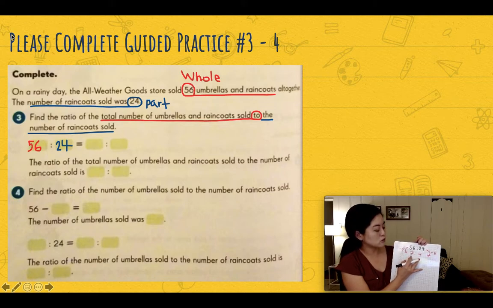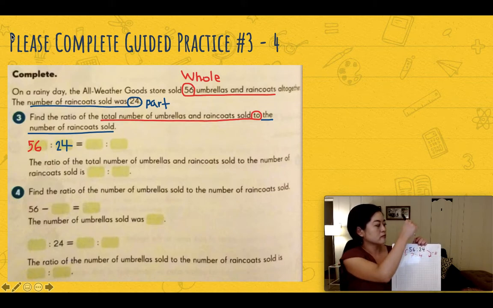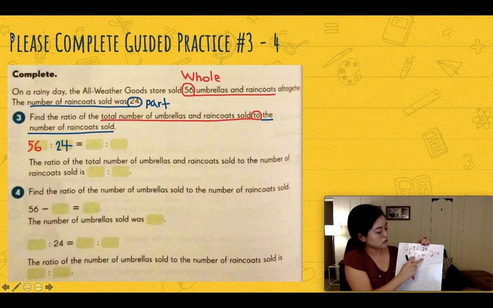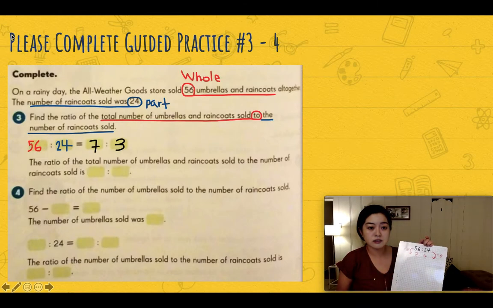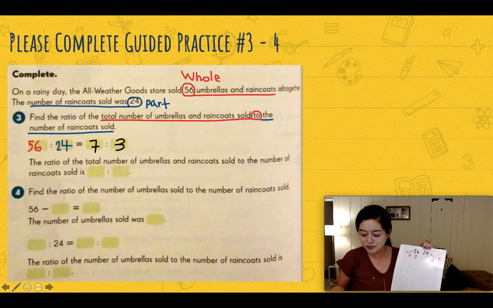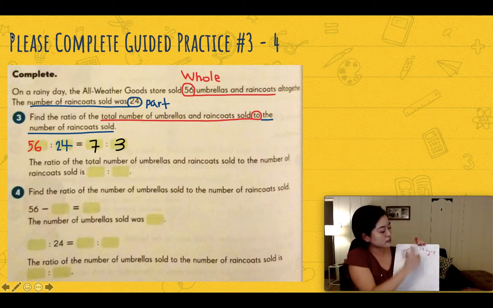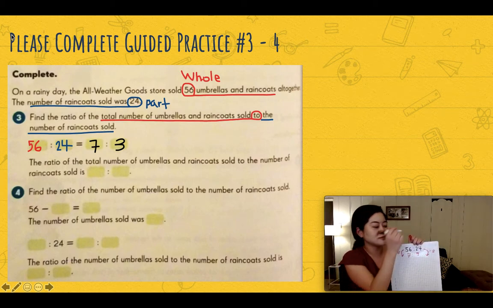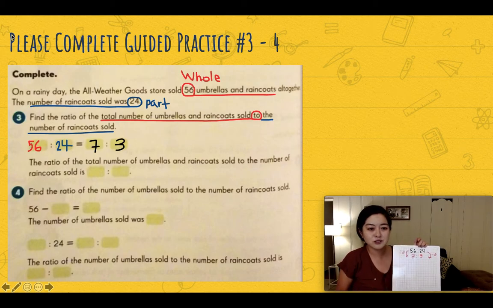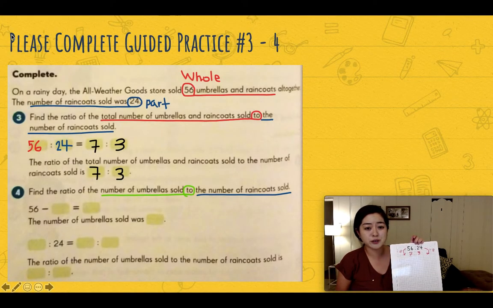So there's no other common factor, okay? Oh, right, this is 3, not 4, okay? Because when I wrote 4, 4 times 8 is 32, not 24. 3 times 8 is 24, okay? There we go. So the ratio of the total number of umbrellas and raincoats sold to the number of raincoats sold is 7 to 3.